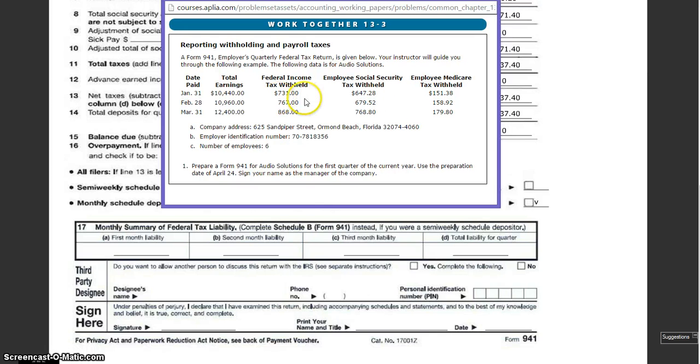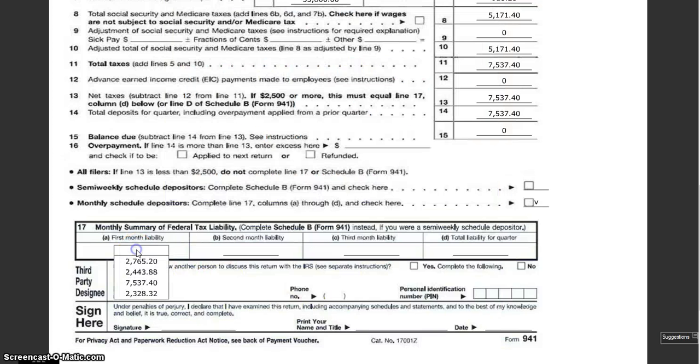So we're going to take the 731, we're going to add the 647.28 plus another 647.28 plus 151.38, and then add that again, 151.38, to get a total for that month. And again, this is a nice drop down menu, so check your adding. So that should equal 2328.32.